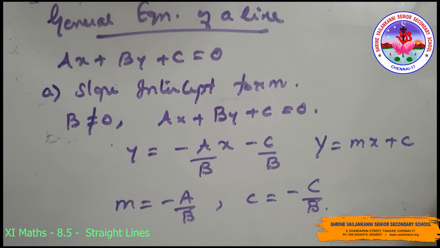This is the slope intercept form of the equation of a line whose slope is -a/b and y-intercept is -c/b. If b is equal to 0, then x = -c/a, which is a vertical line whose slope is undefined and x-intercept is -c/a.